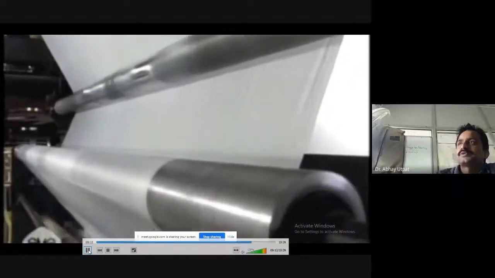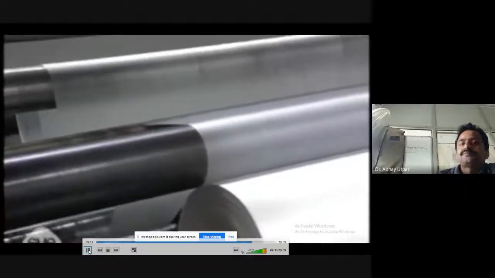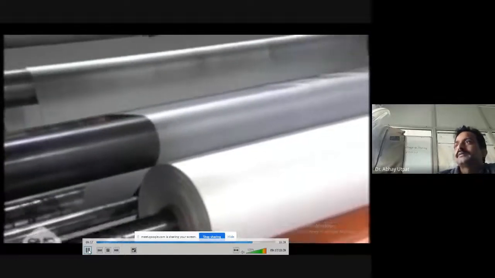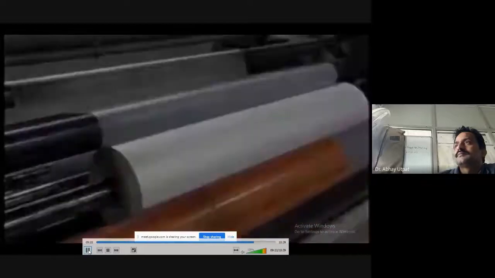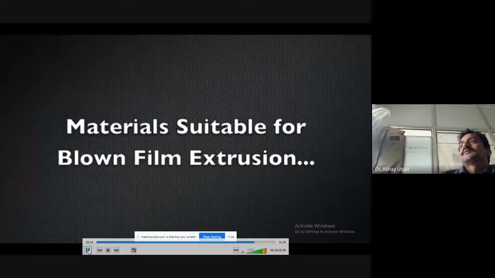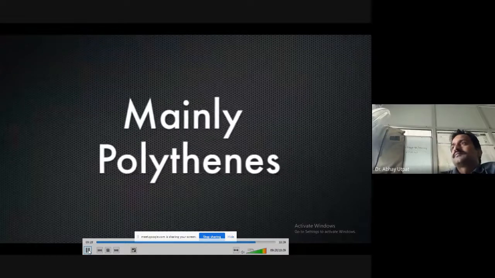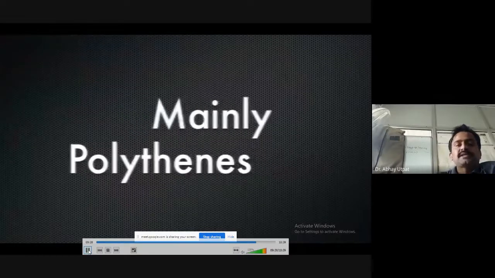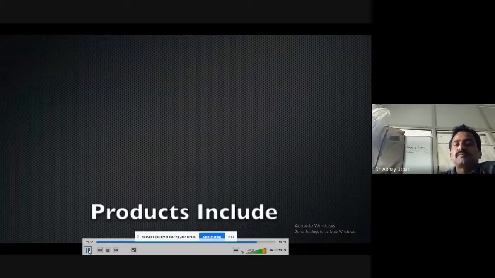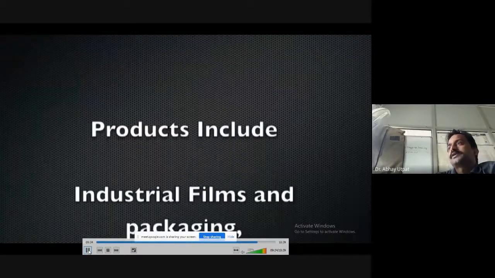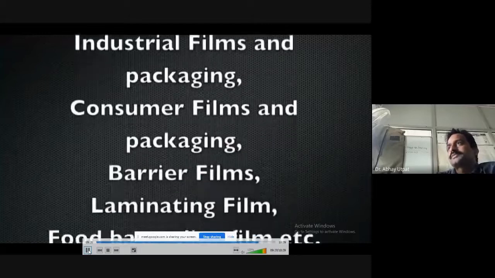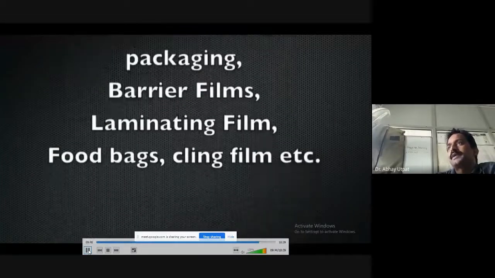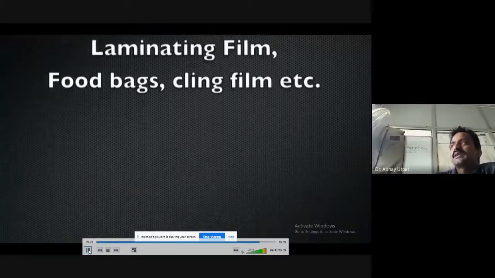Large films are produced and then wound. Polythene bags are also produced from this by stitching and welding operations. Products include industrial films, packaging, consumer films and packaging, barrier films, laminating film, food bags, cling film, etc.